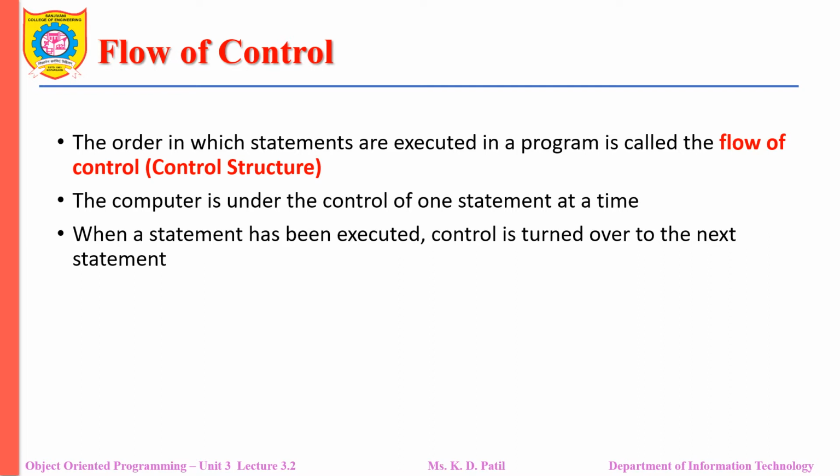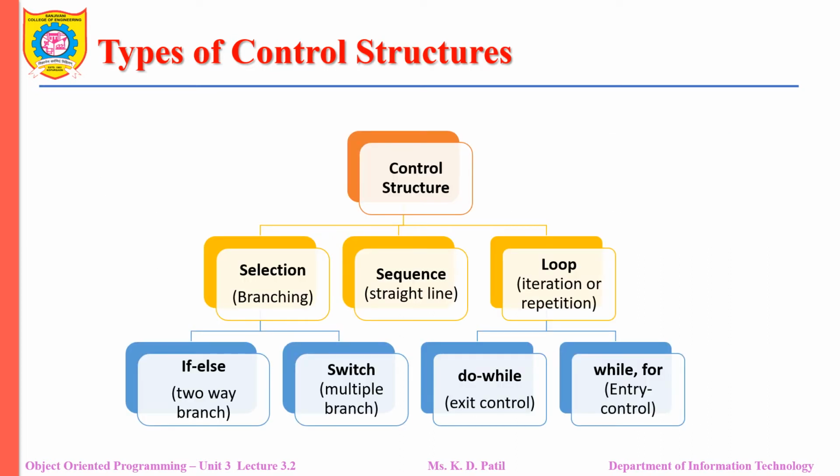Those statements are in logical or physical order. Depending upon whether they are in logical order or physical order, the computer will execute those statements. Now let us see the types of control structures. The control structures are divided into three. The first one is sequence, also called straight line statements. The second one is selection, that is branching structure, and the third one is loop, that is iteration or repetition structure.